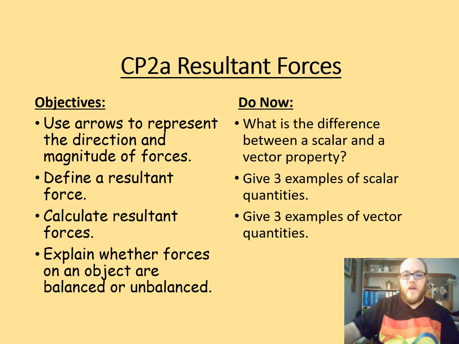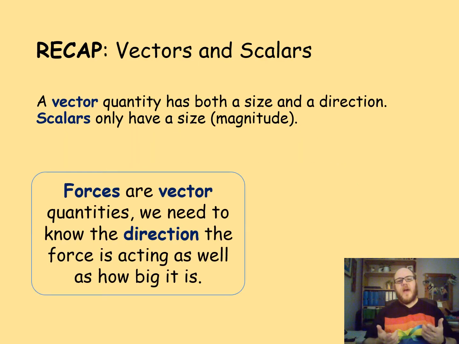Okay, so that's a quick recap on vectors and scalars. A vector quantity is one that has both magnitude and direction, whereas scalars only have the magnitude, which is its size. So forces are vector quantities because we need to know the direction they're traveling in, or what direction the force is acting on, as well as how big it is.